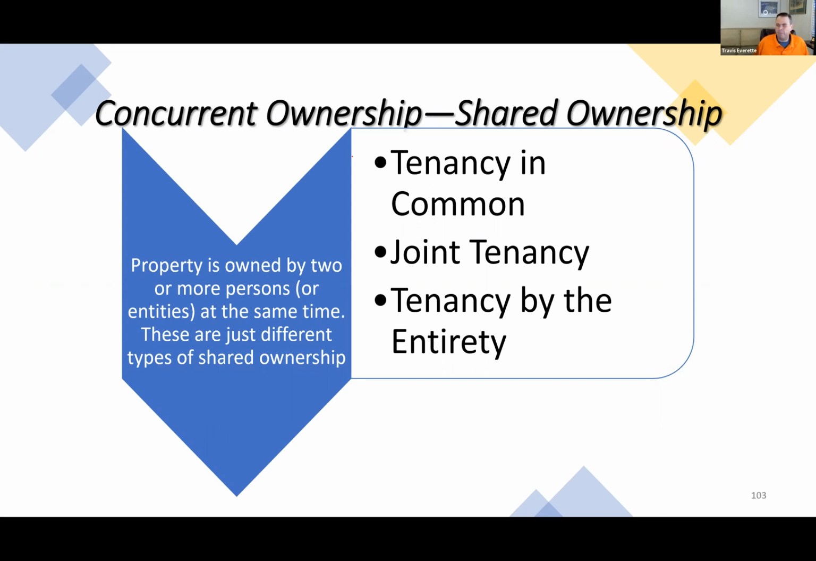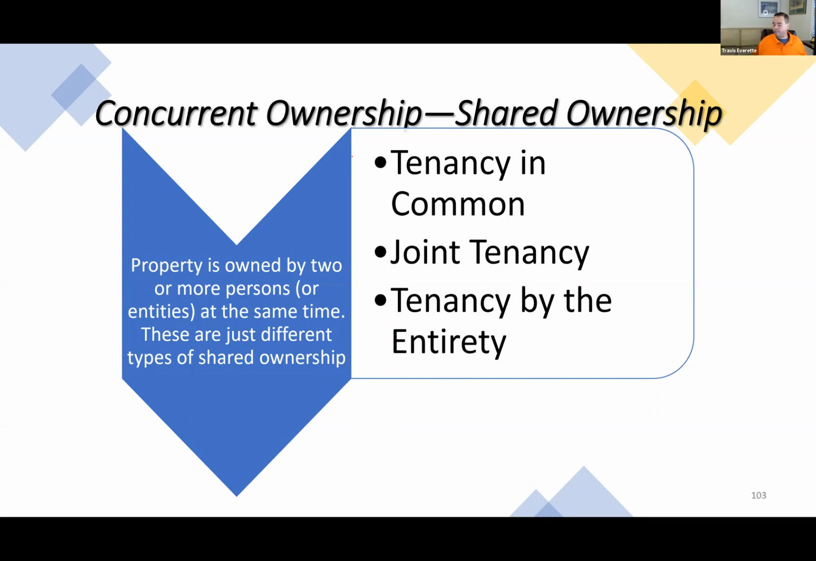And do I have to get my husband's permission to sell? And do I have to get my wife's permission to do this? And well, I own it with my boyfriend, but we're broken up. And what does that mean? And there's all these questions that come into play when you start talking about sharing ownership. That's all called, as a group, concurrent. Concurrent just means more than one owner at the same time.